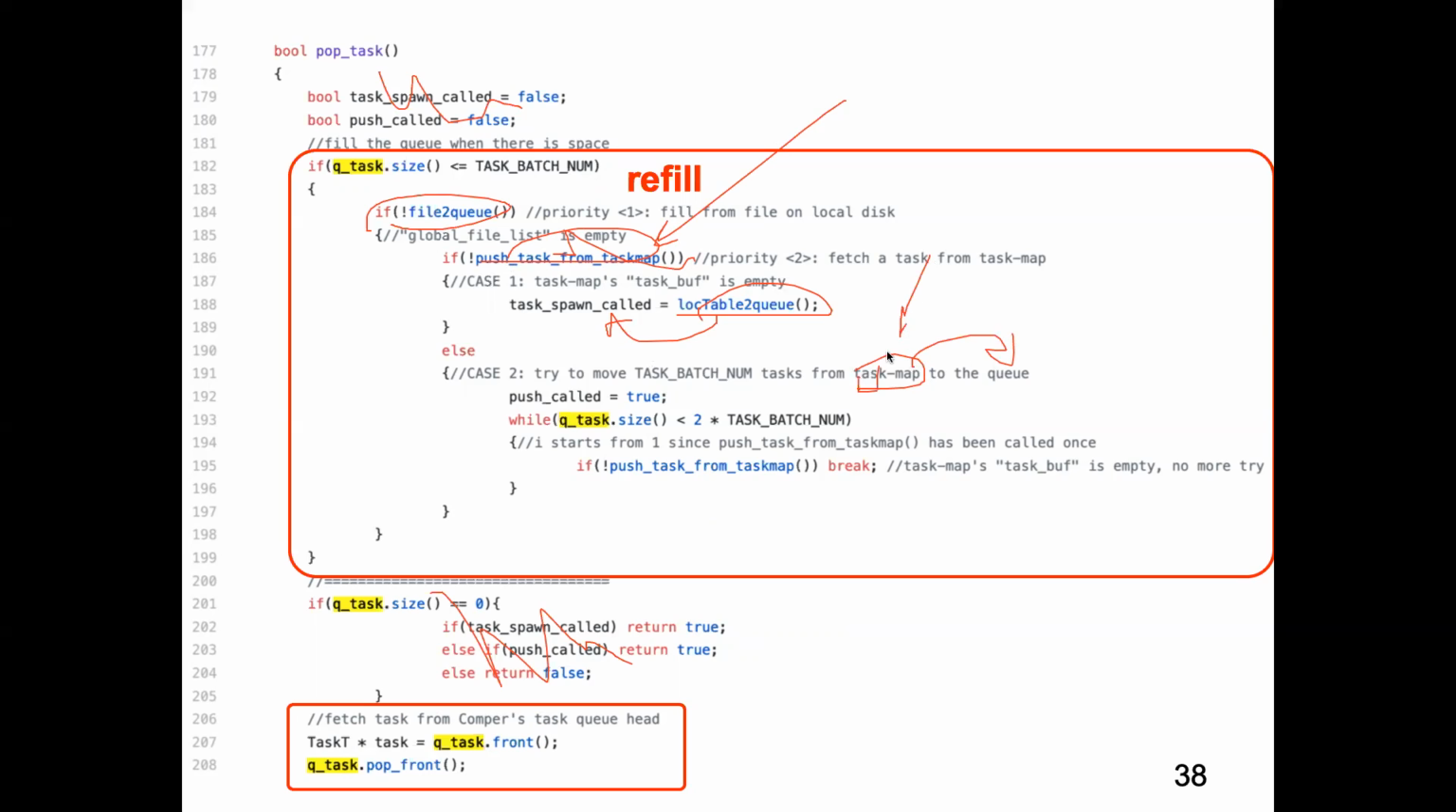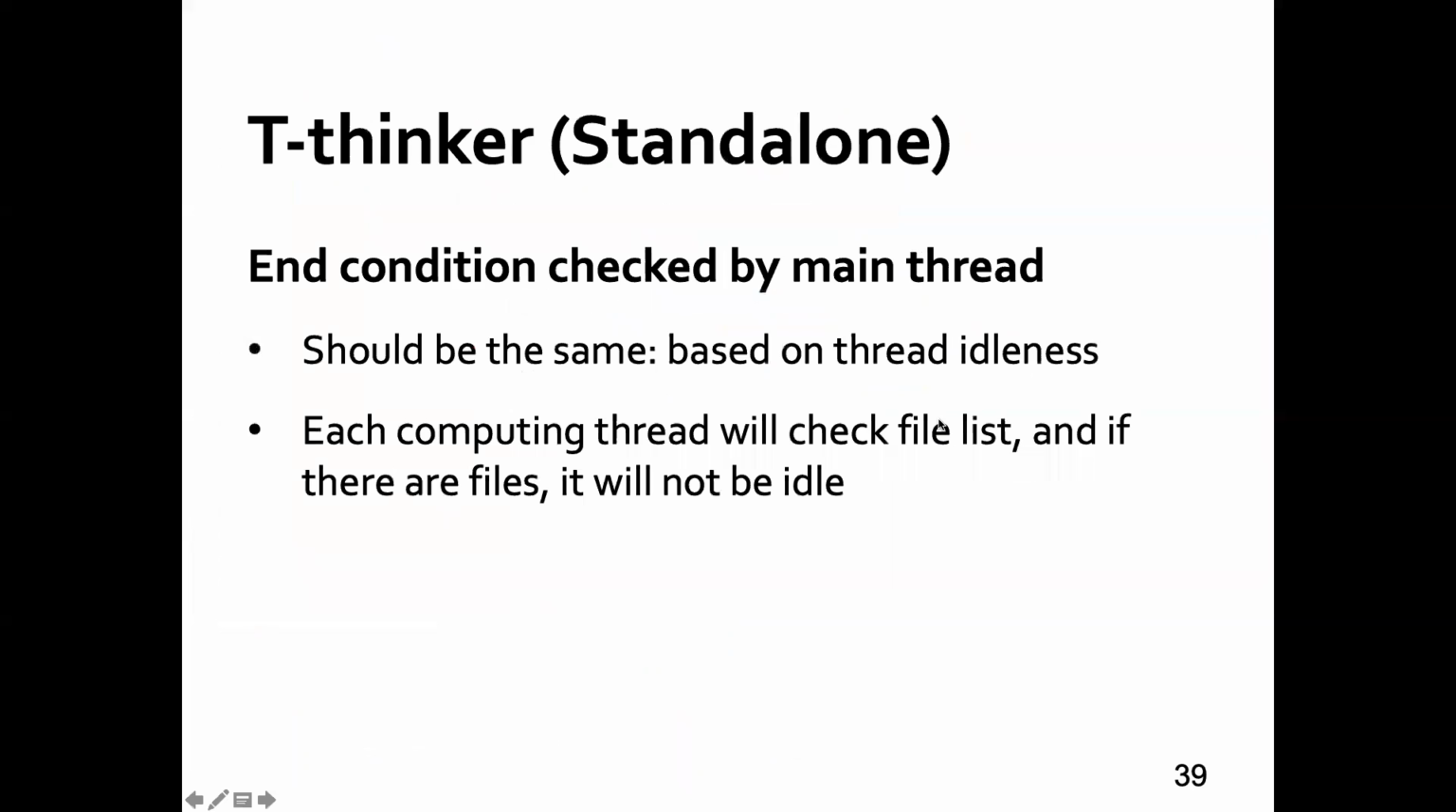We don't have this, so we can ignore this. So basically, first it gets from file. If there's nothing in the file, then you get from the local queue, refill. And then you process the task, okay? And if you finally find there's nothing here and nothing here, I don't process any task, idle, okay? So basically, you need to do some fine tuning there, okay?